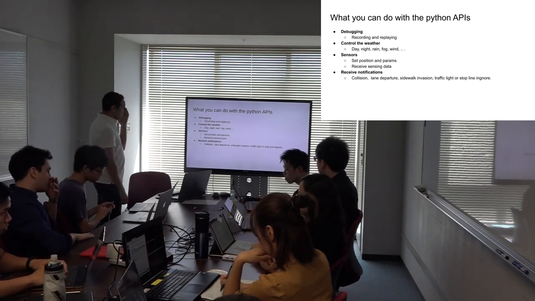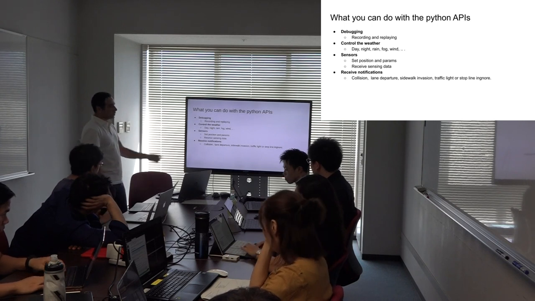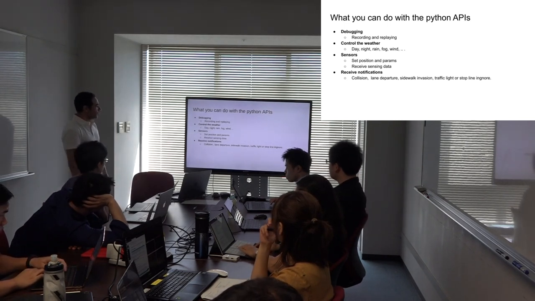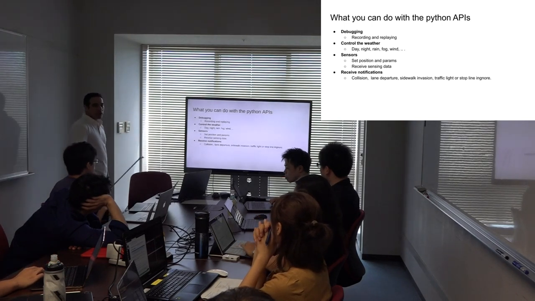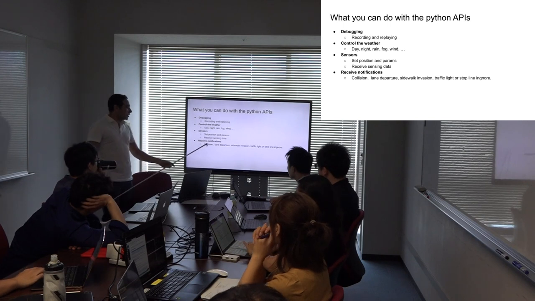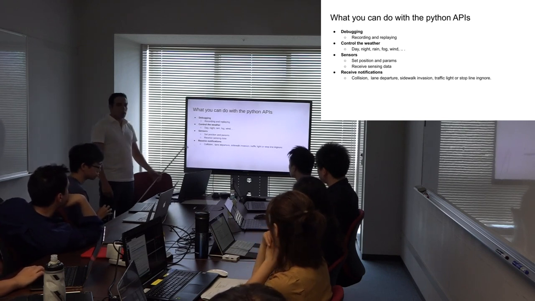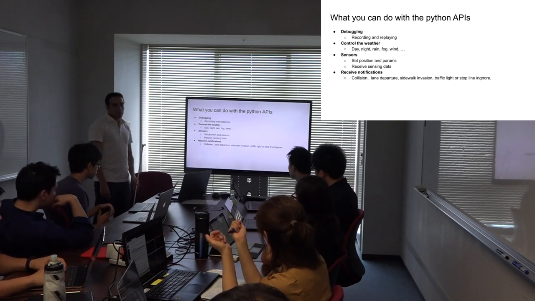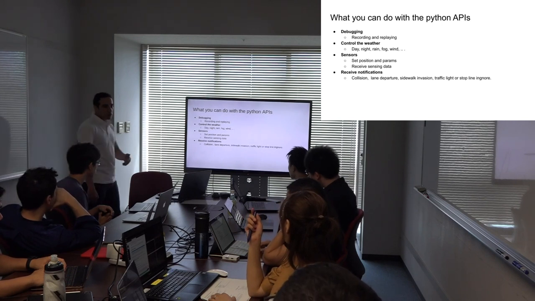With the Python APIs we can do debugging and control the weather programmatically. We can set sensor position and parameters and receive sensing data. This is really important for our test: we can receive notifications like collision with other vehicles, pedestrians, sidewalk or any object. We can get notifications about lane departure if the vehicle gets outside the lane, going onto the sidewalk, or breaking a traffic light or stop line. This kind of notification is very important for learning, benchmarking and evaluation.